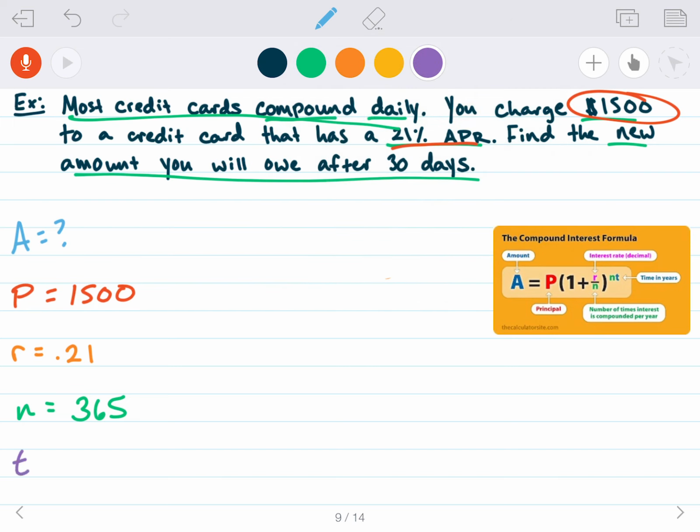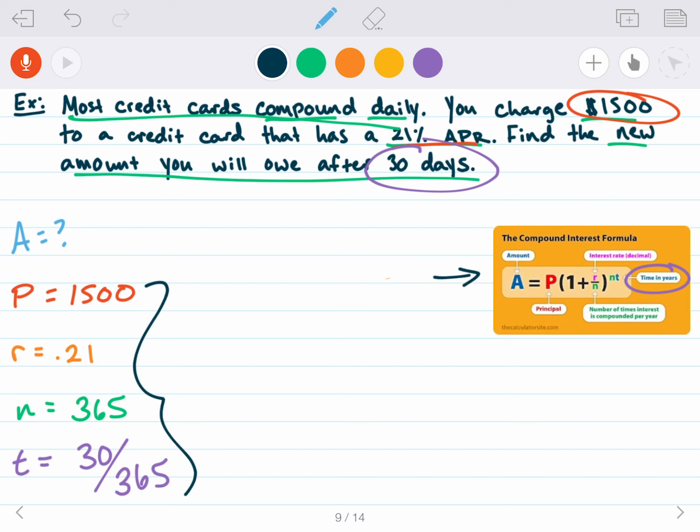T is going to be the time that passes, and that's going to be, in our case, 30 days. Now, notice in the formula it says time in years. So how do we write 30 days in years? Well, we know that there's 365 days in a year. And so to write 30 days in terms of years, we just have to write 30 out of 365. Okay? So those are my values, and let's plug in all of these values into our formula.